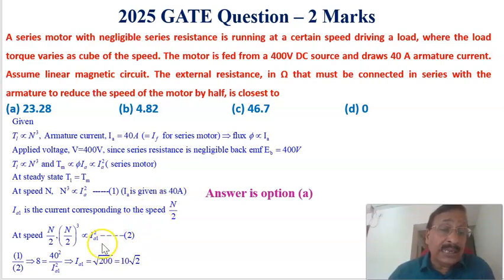From these two equations, dividing equation 1 by 2, we get 8 equal to 400 square divided by IA1 square. Here the current corresponding to half of the speed is given by square root of 200, or 10 root 2. Therefore, the first step is that we calculated, in order to run the motor at half of the rated speed, what should be the armature current. We calculated it is equal to 10 root 2. In the next slide, we will calculate what should be the value of the resistance to be added in series.